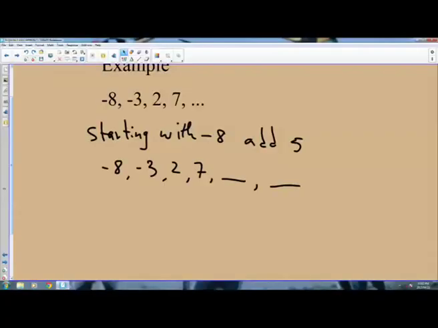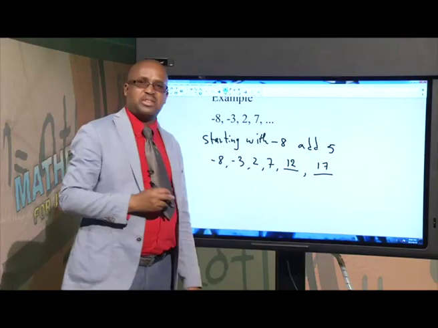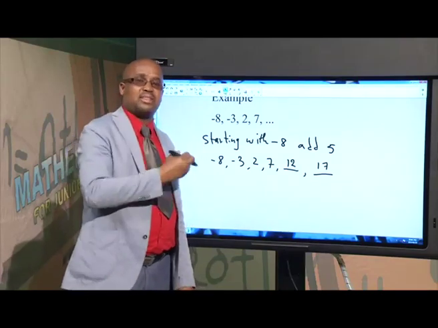7 plus 5 is 12. And then 12 plus 5 is 17. So the next 2 terms within this sequence are 12 and 17. This is how you describe in words how this sequence is formed, and then the next 2 terms within this sequence.